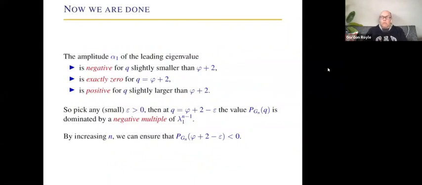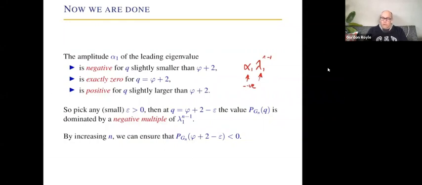Well, then we're done, because if I just put Q to be something slightly smaller than 5 plus 2, then alpha 1 becomes negative. So the chromatic polynomial is just alpha 1 times lambda 1 to the n minus 1. So that's bigger than 1 and positive. That's negative. Well, that means that the value of the chromatic polynomial is going to be negative.